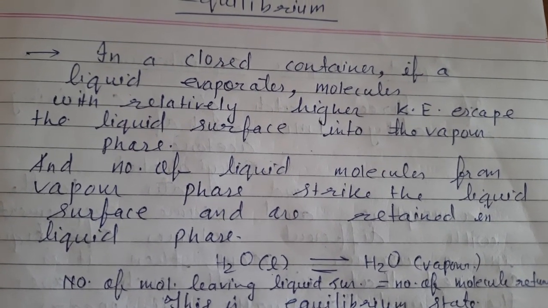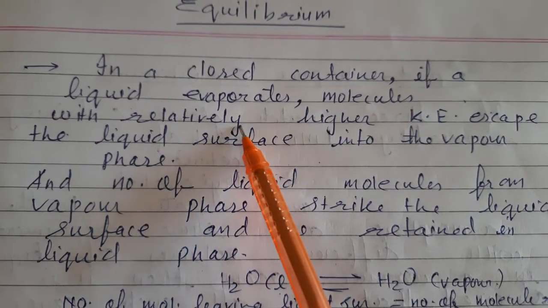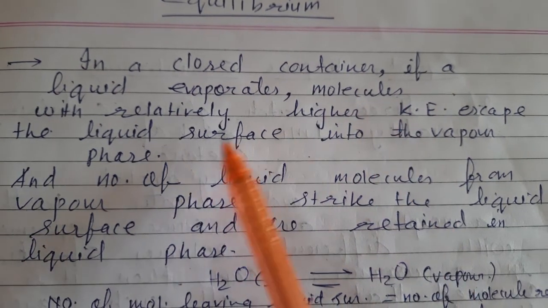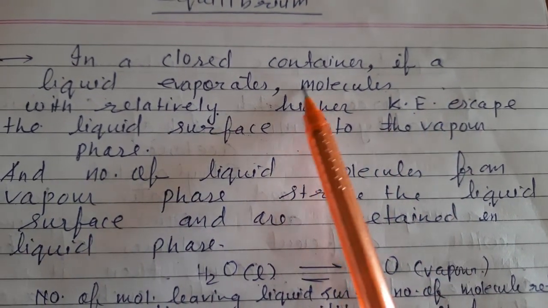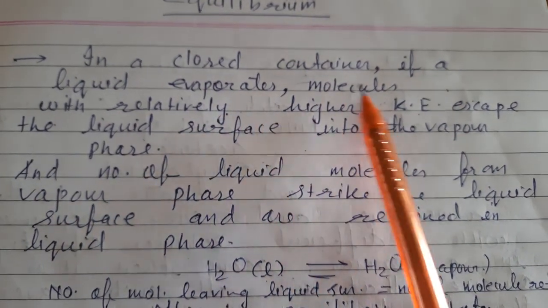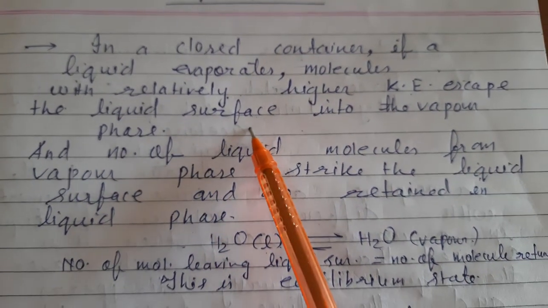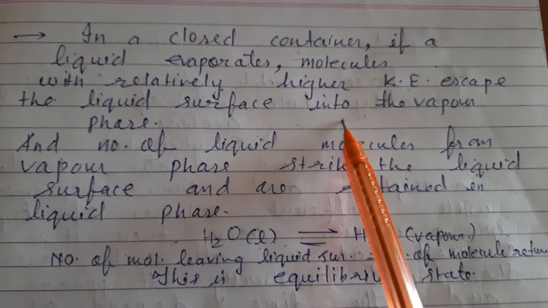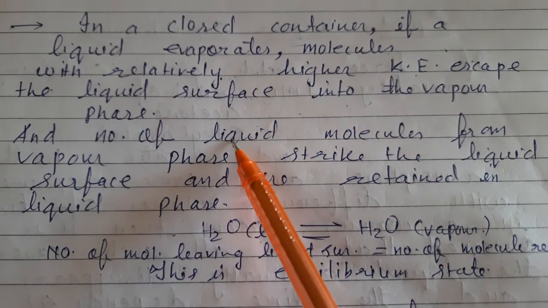Suppose a closed container is there. In the closed container, if a liquid evaporates, then the molecules with relatively higher kinetic energy will escape the liquid surface. And what will it become? It will become vapor. So it will escape the liquid surface into the vapor phase.